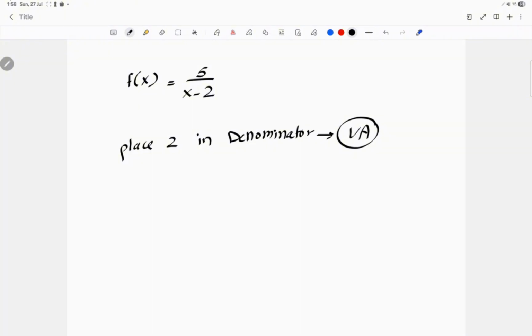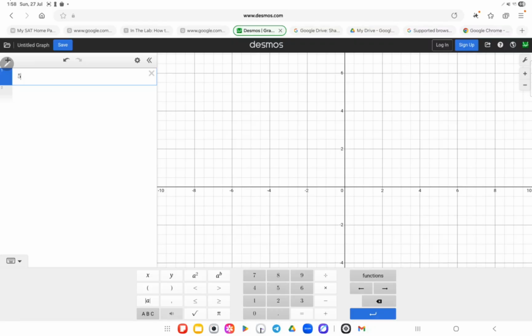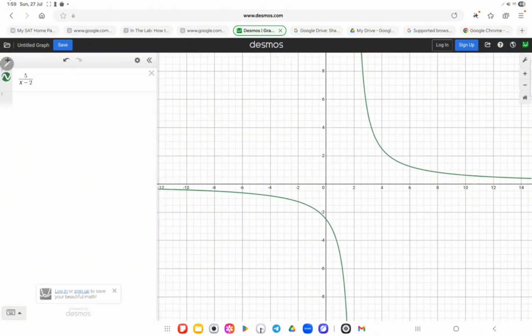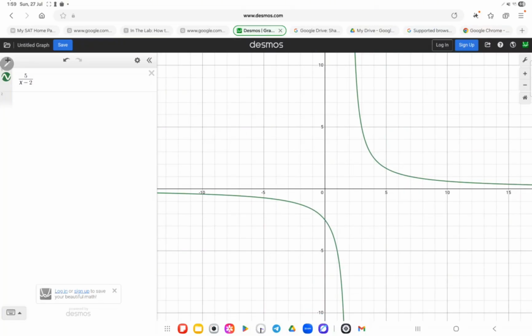So right now if we graph this in Desmos, we're going to get the following. 5 over x minus 2. Is the graph afraid of touching a certain value? It is, right? They're afraid of touching what vertical line? This one here. It can extend vertically up and vertically down, and the green curves will never touch it. There's a vertical asymptote at x equals 2.